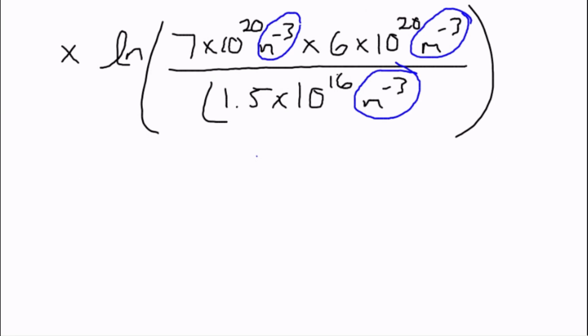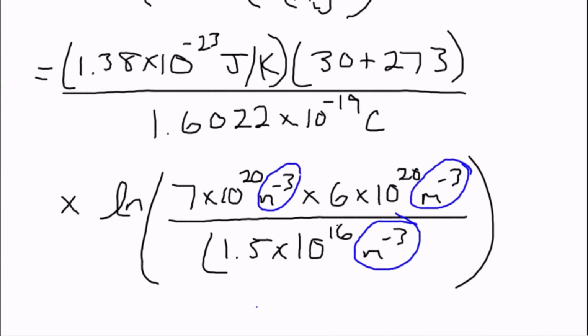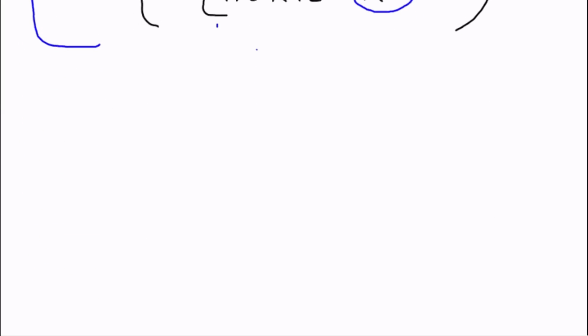When you put all this in your calculator, remember we've got to include this part up here as well. It's all one long expression. We're going to get the built-in voltage potential equals 0.56 volts.